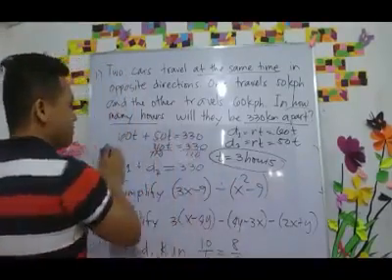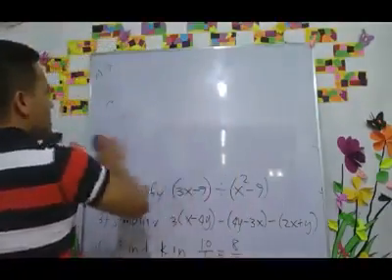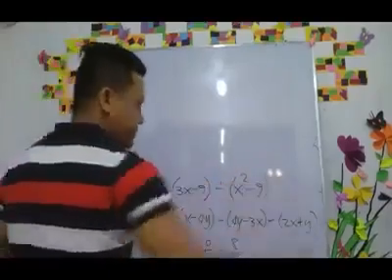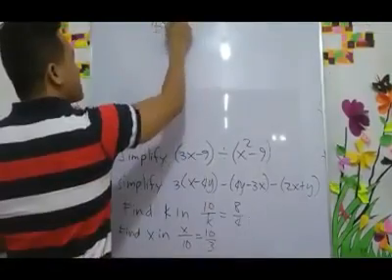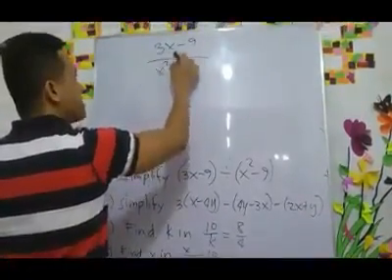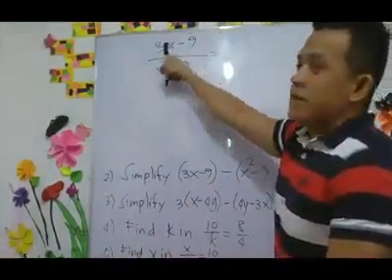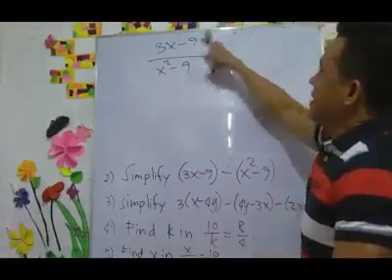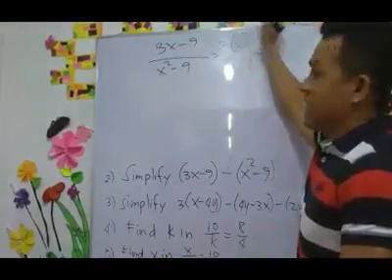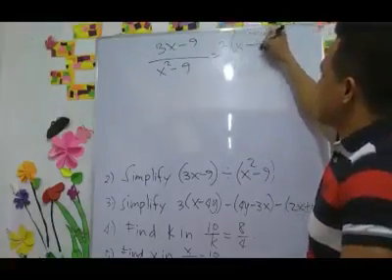Next, number 2. We have to simplify 3x minus 9 divided by x squared minus 9. Here, we're going to factor so we can do the cancellation. What's the common factor in the numerator? We have a common factor of 3, so we put it out. 3x divided by 3, the remaining is x, and 9 divided by 3 is minus 3.